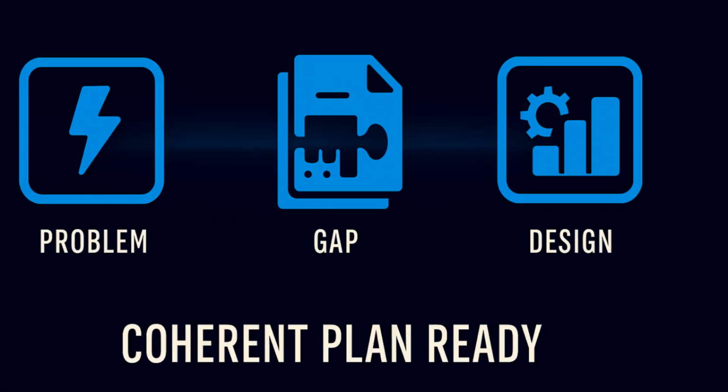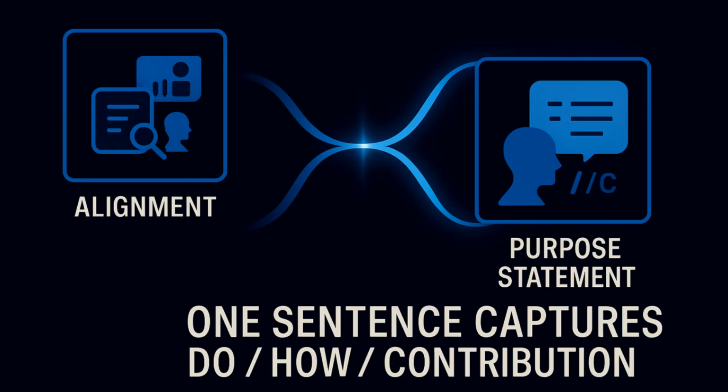With the research problem established, the literature gap clarified, and the design now aligned to the type of knowledge the study must produce, the groundwork for a coherent research plan is complete. The next step is to choose a more specific quantitative, qualitative, or mixed method approach to turn that alignment into a purpose statement that captures, in a single sentence, what the study will do, how it will do it, and the kind of contribution it is positioned to make.